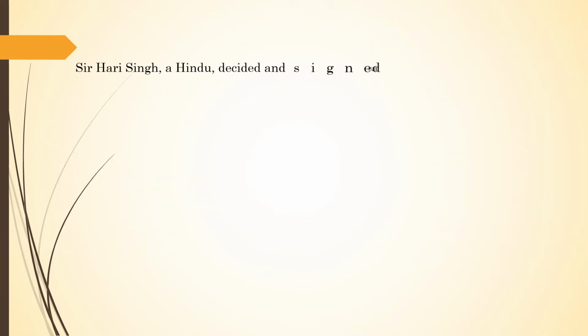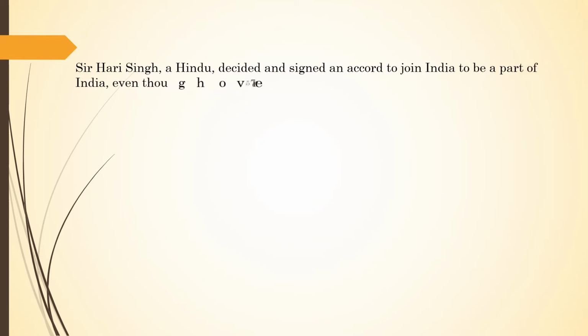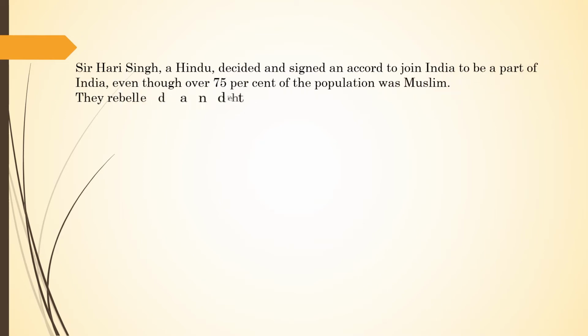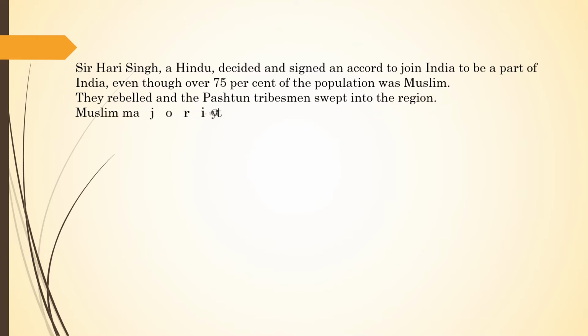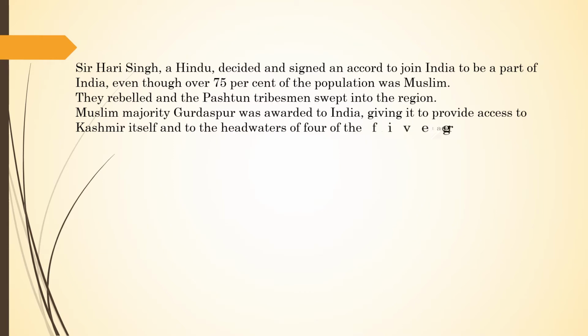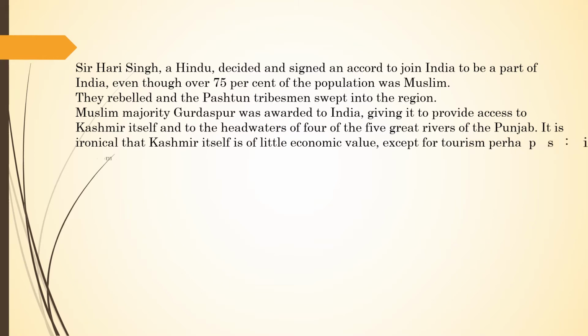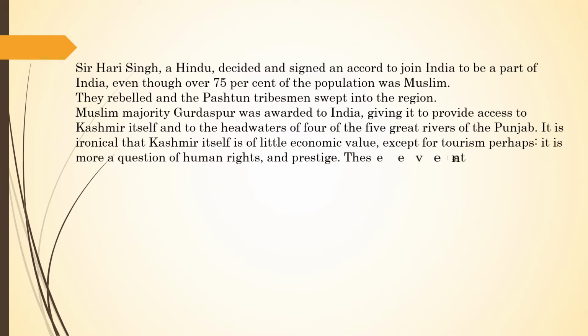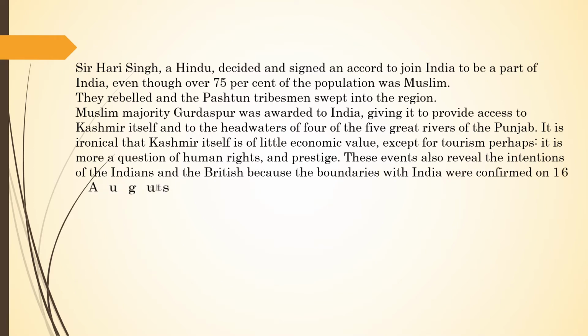Sir Hari Singh, a Hindu, decided and signed an accord to join India, even though over 75% of the population was Muslim. They rebelled and the Pakhtun tribesmen swept into the region. Muslim majority Gurdaspur was awarded to India, giving it access to Kashmir itself and to the headwaters of four of the five great rivers of the Punjab. It is ironical that Kashmir itself is of little economic value except for tourism. Perhaps it is more a question of human rights and prestige.